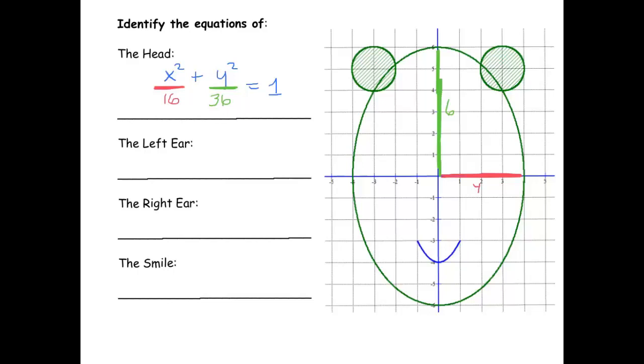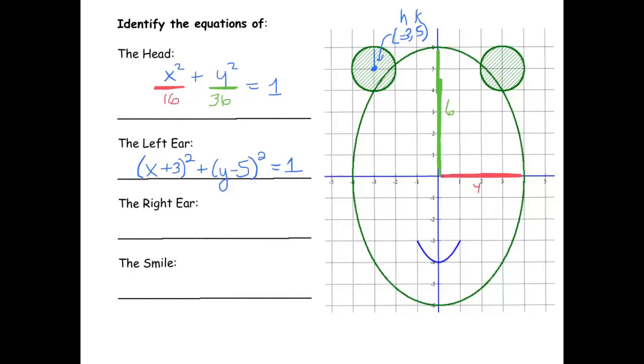Let's look at the left ear. The left ear happens to be a circle, because look, there's the center. That radius is the same as this radius. I think that's a 1. So let's write the equation of the left ear. The center of the ear is at (-3, 5). So there is our h and there is our k. Let's fill that in. x minus -3 really is written as (x + 3) squared plus (y minus k, which is 5) squared equals the radius squared. Well, the radius here is 1. So 1 squared is 1.